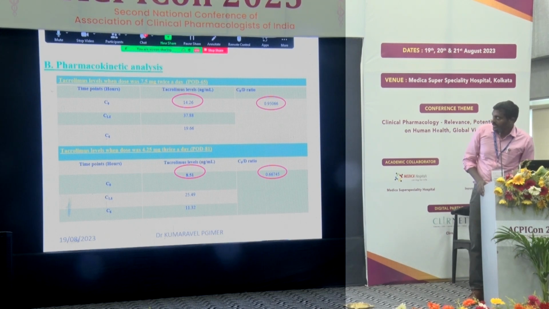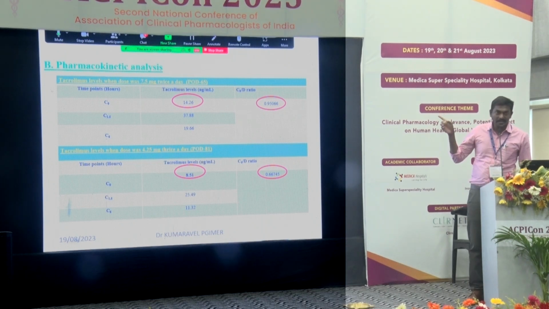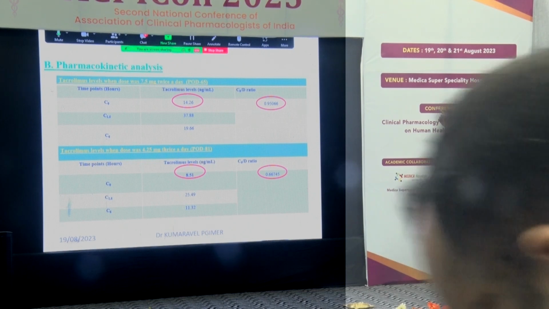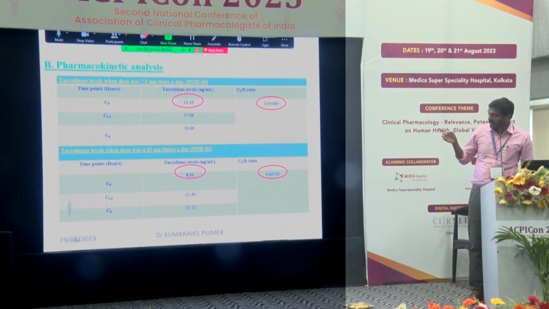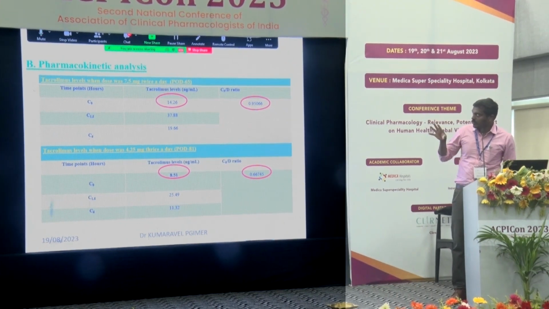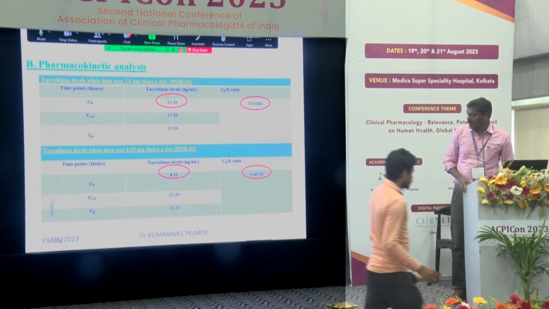Here you can see we explored the dose exposure response analysis: C0, C1.5 and C6. The dose given here was 7.5 milligram BD on POD 65. In the lower panel, we have given 4.25 milligram, almost the same dose, but given TDS, that is thrice a day. Why did we do this? At C1.5 we had a high concentration, 37.88, but when we gave 4.25 thrice a day, it was 25.